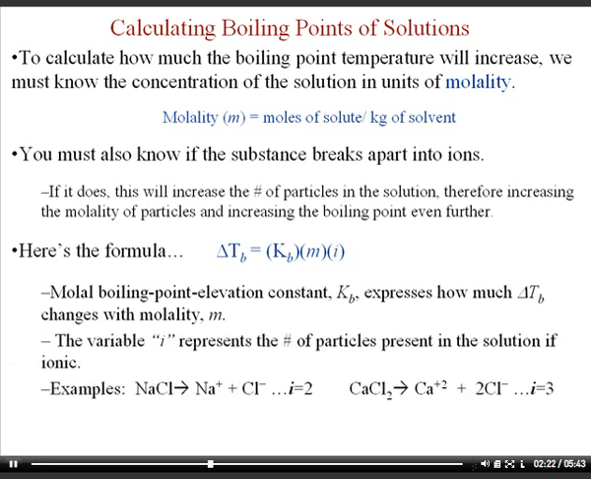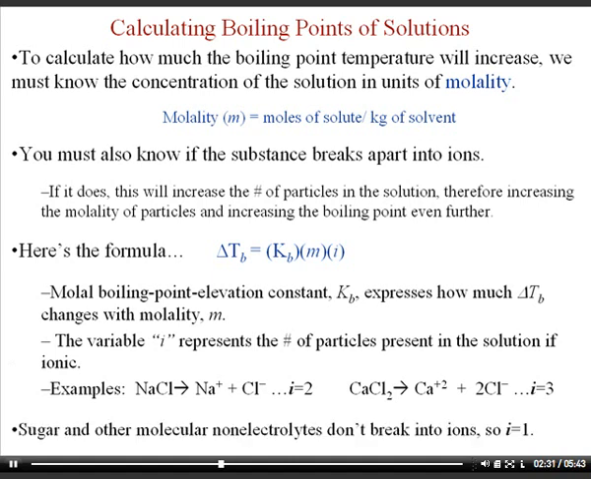So I show as an example table salt, which is NaCl. It only has 2 ions, but something like calcium chloride actually breaks apart into 3 ions. And sugar and other molecular non-electrolytes do not break into ions, so their i value would just be 1.